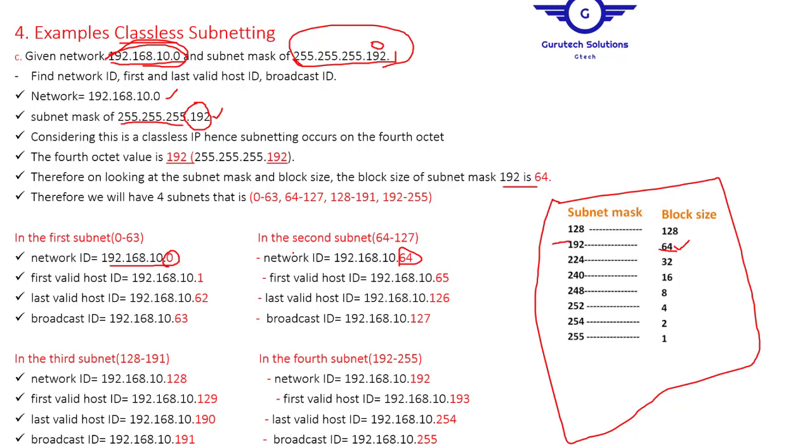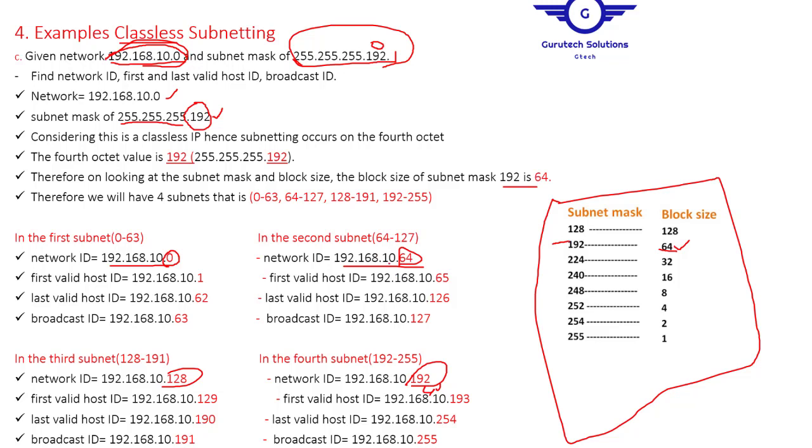Now for the second subnet, we add 64. So the network ID of the second subnet should be .64. On the third subnet, we add 64 still, and it becomes 128. On the fourth subnet, we add 64 still, and it becomes 192. But if you add 64 for a fifth subnet, it will be much higher than 255. So it ends here, only 4 subnets. So that's where we calculate the first valid host ID, last valid host ID, and broadcast ID.